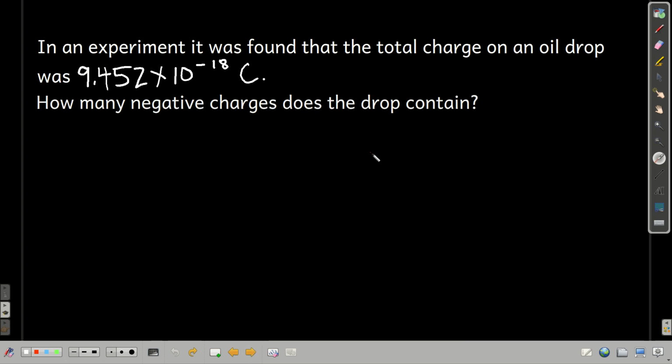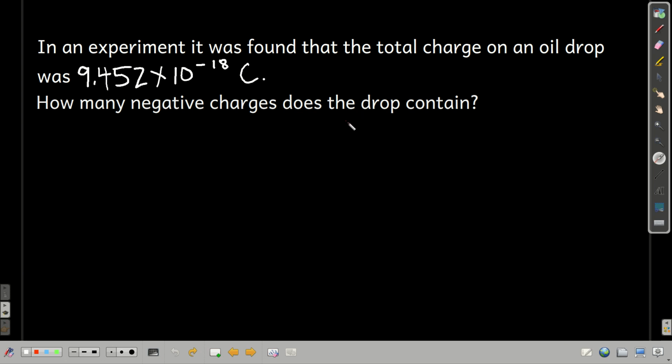Okay, let's do an example to give you an idea of how Millikan did part of his calculations. Let's say that in one of his experiments, he found that the total charge on one of those oil drops was 9.452 times 10 to the minus 18th coulombs. How many negative charges were on that drop? In other words, how many electrons?